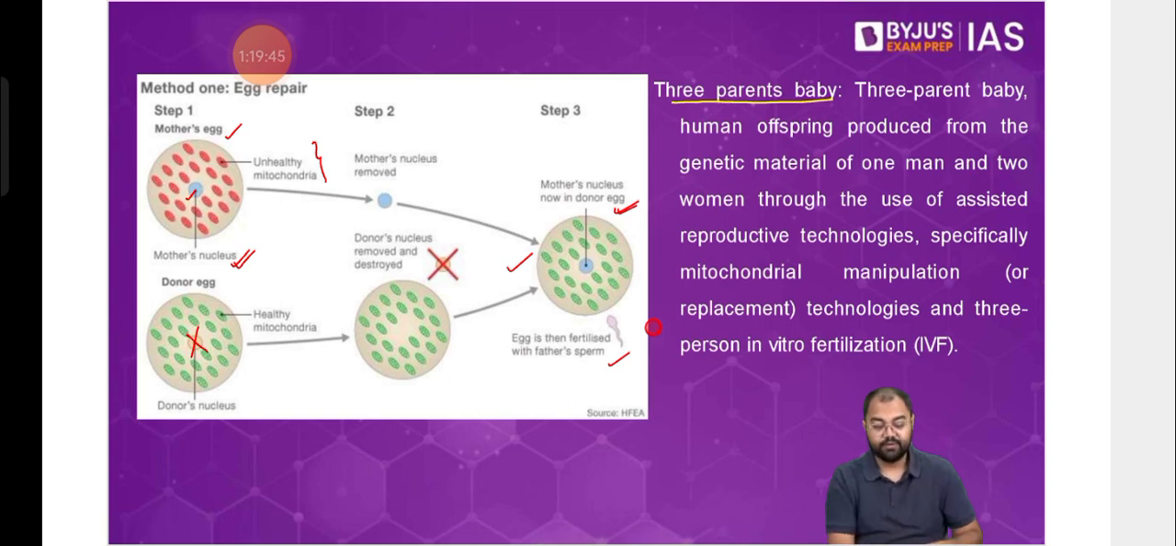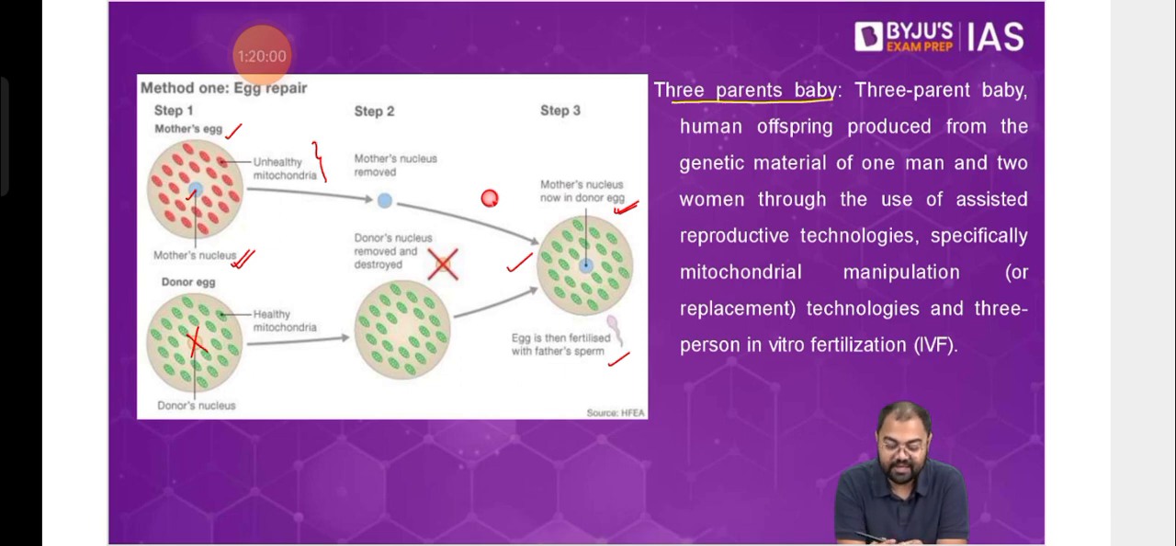So in all these cases, wherever you have unhealthy or diseased mitochondria, we use this kind of therapy. We use the concept of the three-parent baby here. Now, in the concept of the three-parent baby also, there have been certain controversies. For example, whether the claim over the child should only lie with the original mother and the original father, or should the donor also have claims over the child.